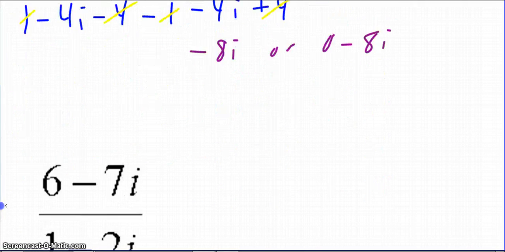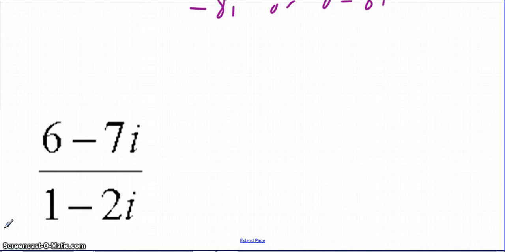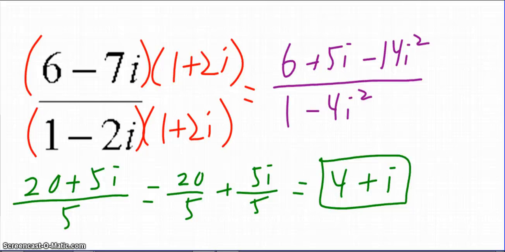Okay, now let's look at division. Our goal with division is to get rid of the complex number in the denominator and then write in standard form. The way we're going to do that is multiply the top and the bottom by the conjugate. So pause the video and try to write this in standard form, and then unpause when you're ready to check your answer.